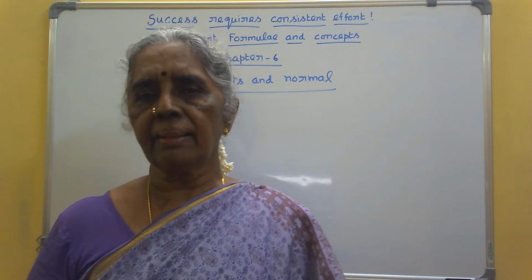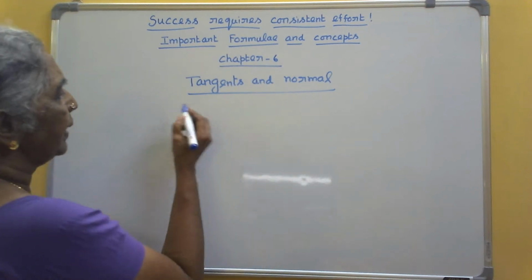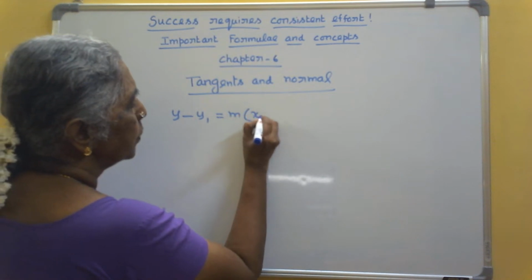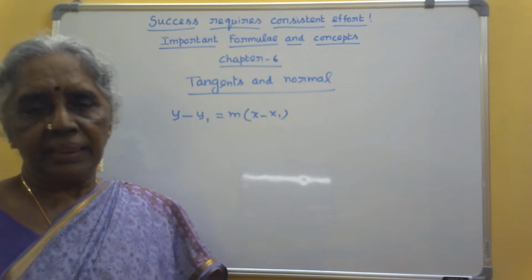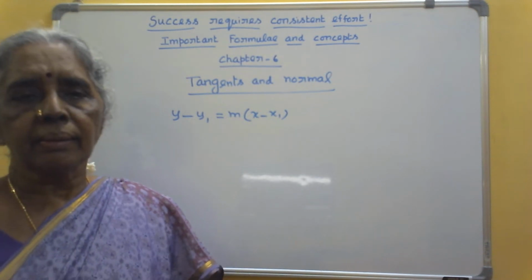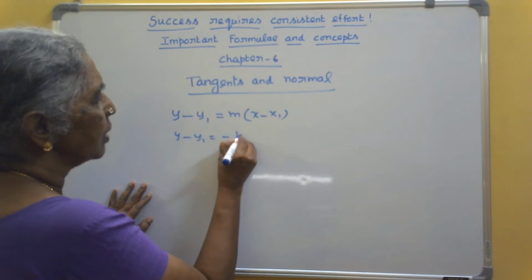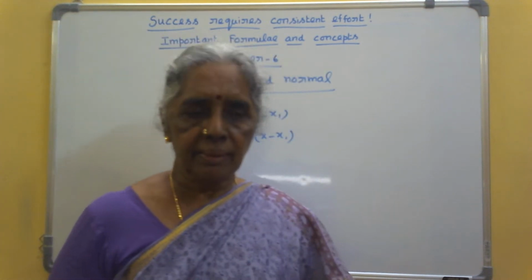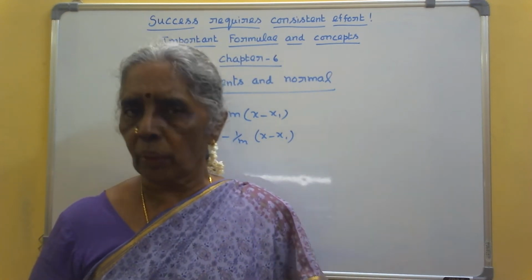Equation of the tangent at x1, y1. That is the next thing. Okay. If you want to find the equation of the tangent, it is the normal straight line equation. Y minus y1 is equal to m into x minus x1. You have studied this in straight line, right? Y minus y1 is equal to m into x minus x1. This is the equation of the tangent. If it is the normal, you will have y minus y1 is equal to minus 1 by m into x minus x1. This is the equation of the tangent and of the normal at x1, y1.